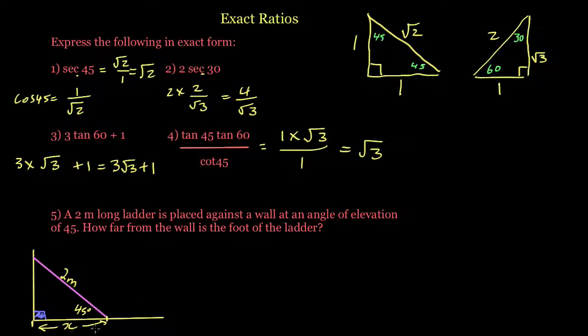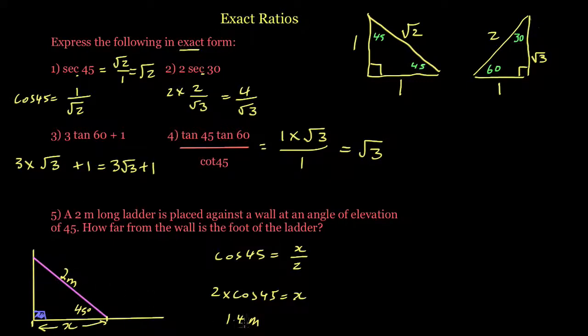Now if you think back to the way you normally answer these questions, we look at the 45 degrees, we have adjacent over hypotenuse, so we're going to use cos 45, or cosine 45 is equal to x over 2. We multiply both sides by 2 so we can make x the subject. So we have 2 times cos 45 just equals x. And if we enter this into our calculator, what we'd get is approximately 1.4 meters. So our answer here would be 1.4 meters from the wall, but we need to place this into exact form.